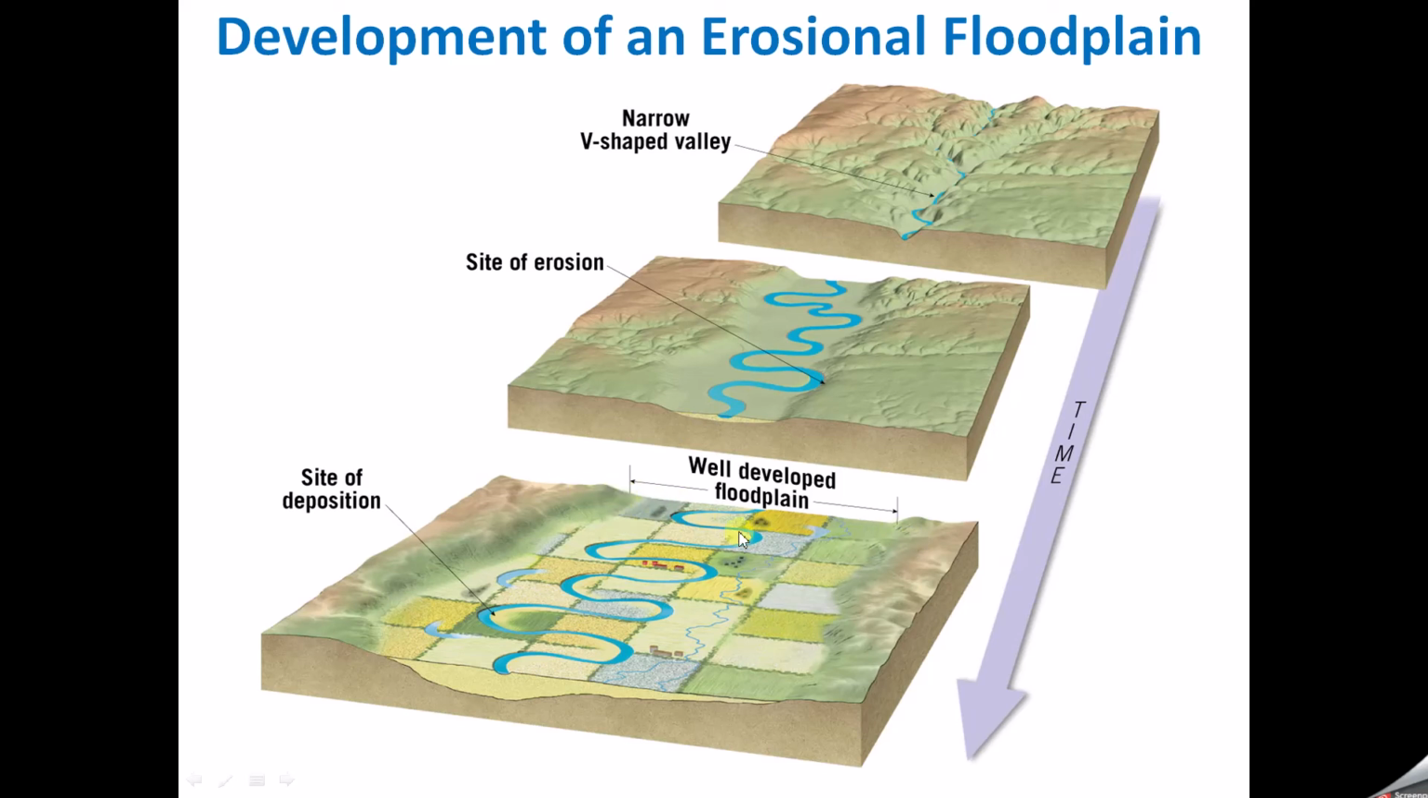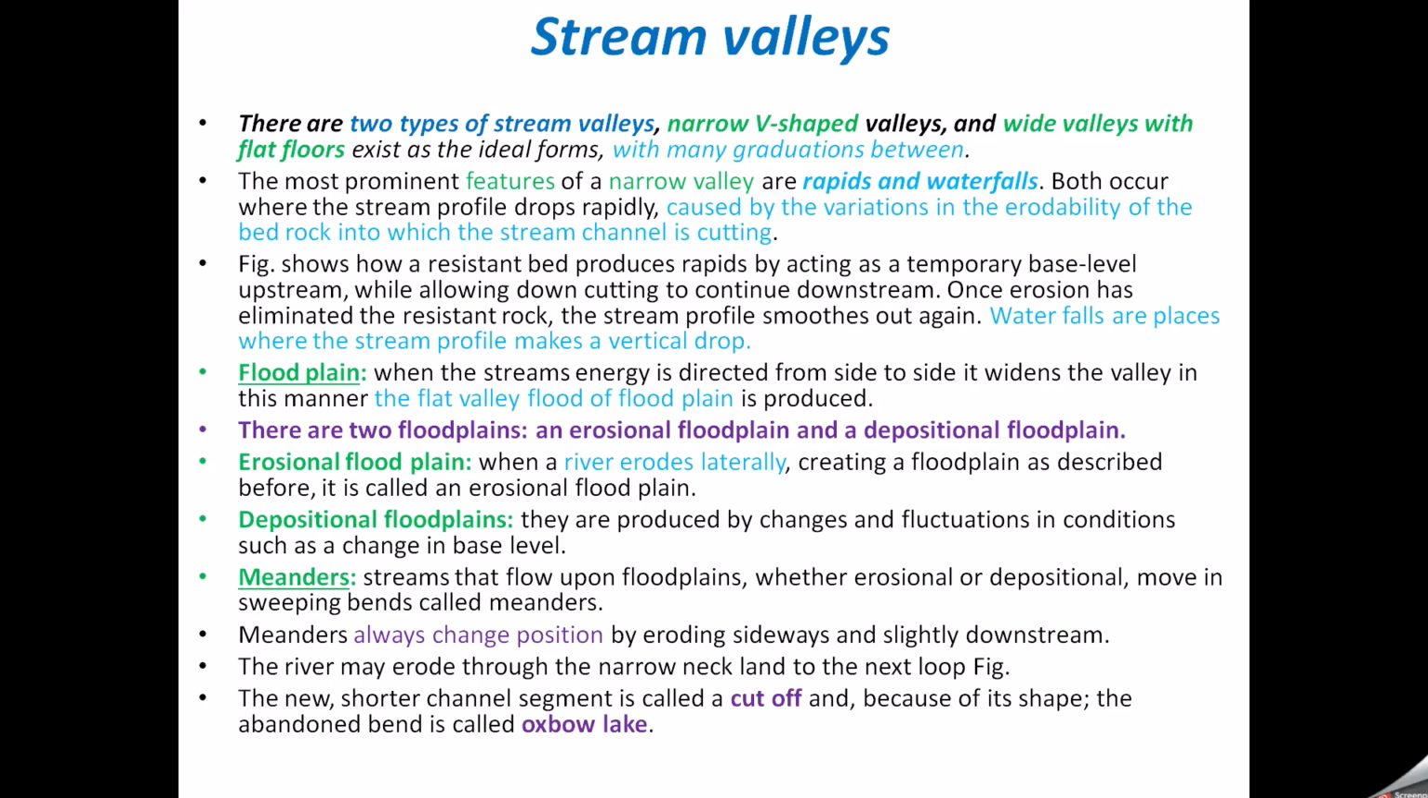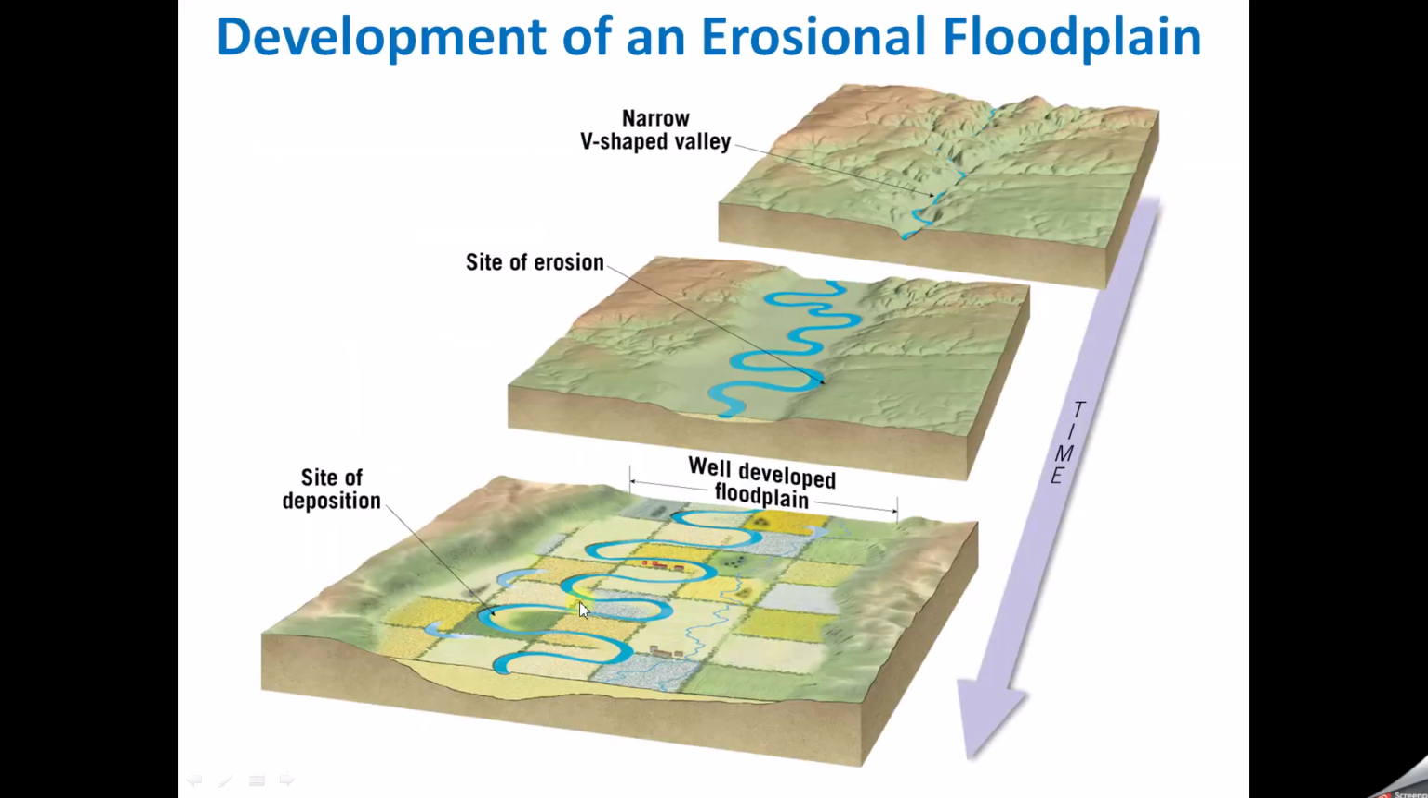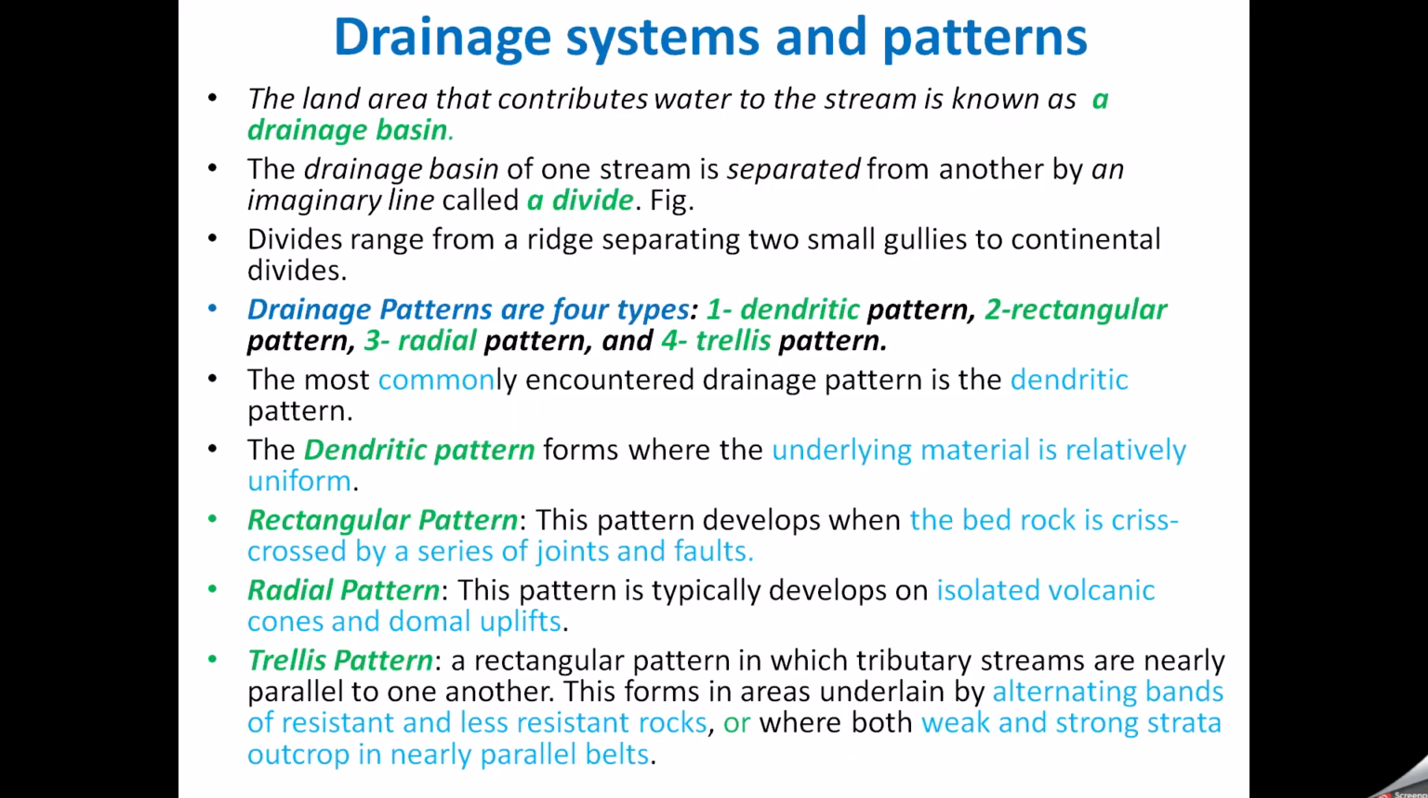We call it a floodplain. As you see here, the floodplain is wider than the stream belt itself, and you will have exposed lakes and cutoffs. As you see here, narrow V-shaped and wide valley with flat floor. So we have a floodplain and a meandering stream. That's in general, and that happens over time or through the course of the stream, from the head of the stream to the mouth of the stream.